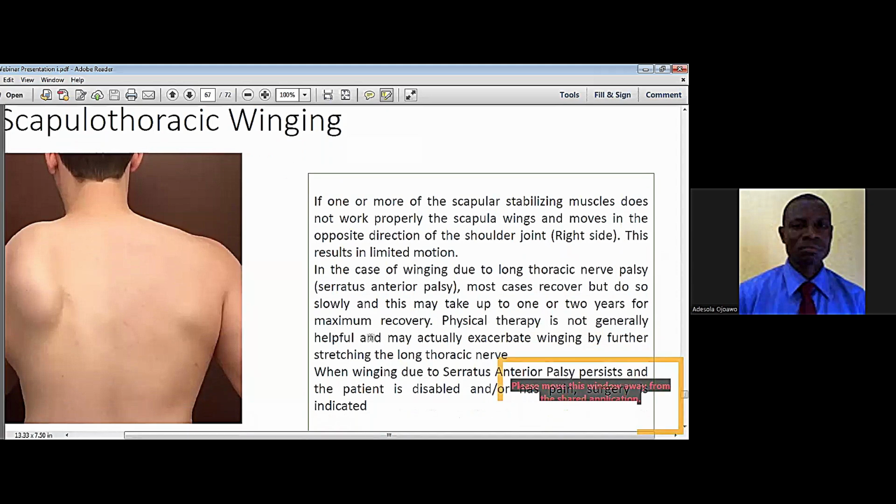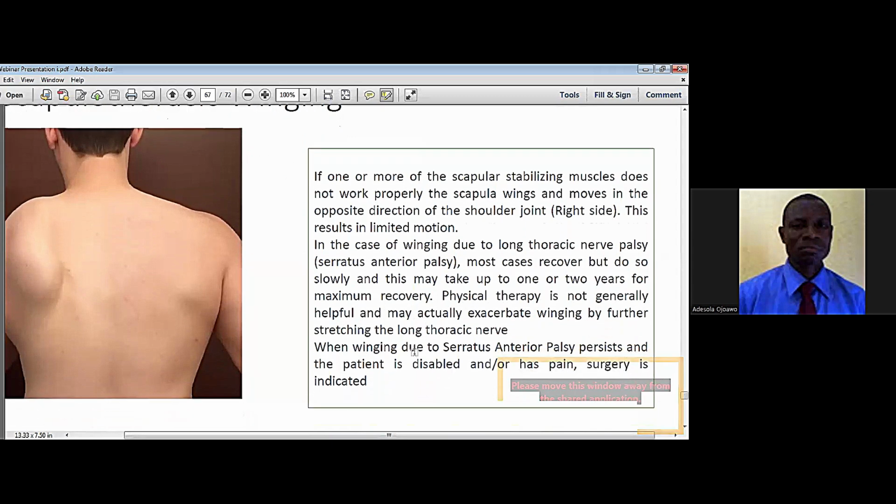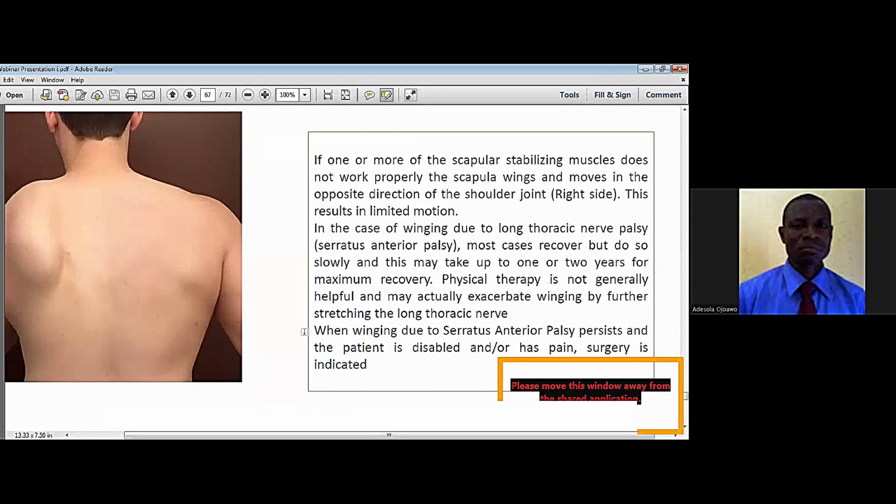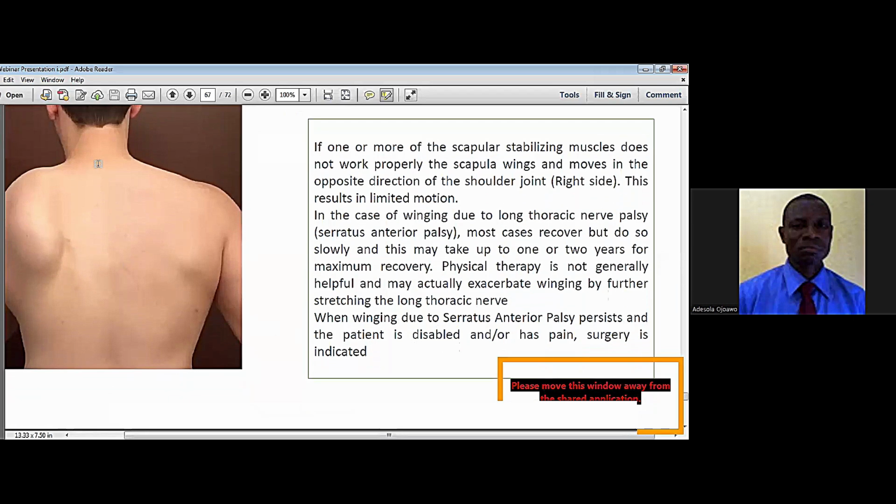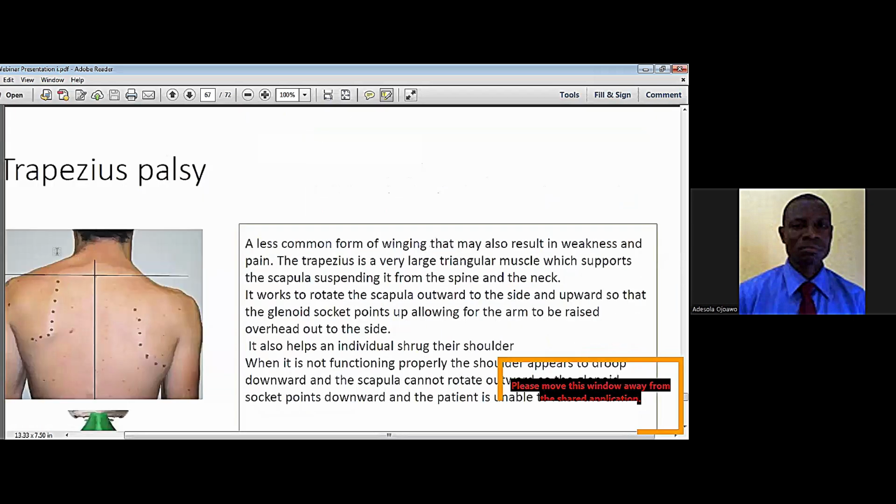Physiotherapy is not generally helpful because when there is injury to the nerve, you have to be careful. If you mobilize the shoulder, I tell you the truth, you can tear the muscle, or the muscle can become more and more severe, and the shoulder joint may be dislocated. So that's why you have to be careful. You can only do active exercises when possible to strengthen the muscle. If serratus anterior palsy persists and the patient is disabled, surgery may be indicated. All right.